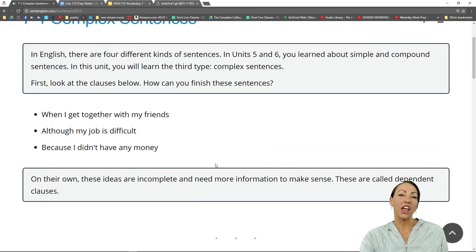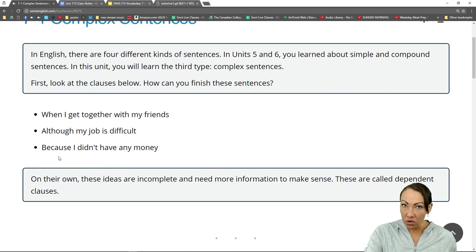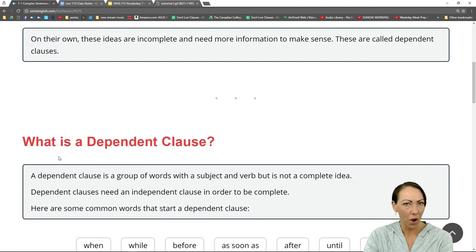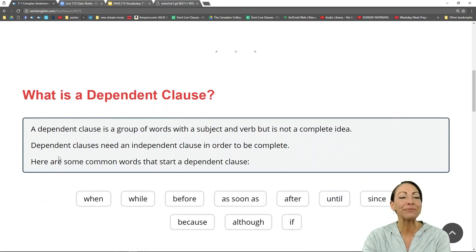So, in review, on their own, these ideas, they're incomplete. We need more information for it to make sense. And these are called dependent clauses, right? So when I get together with my friends, although my job is difficult, because I don't have any money, it doesn't make sense. These are dependent clauses. Now, what's a dependent clause, you might ask?